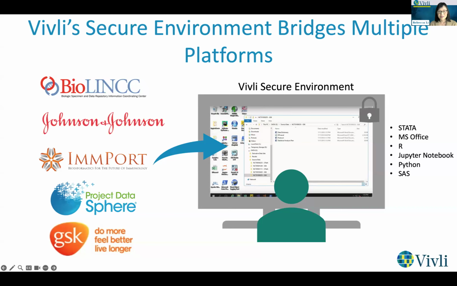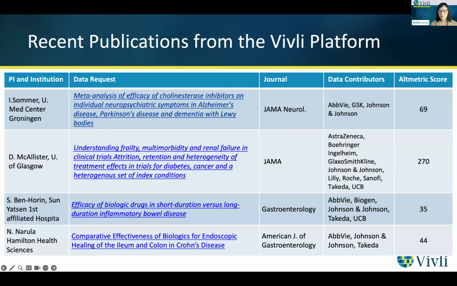So what does the output look like? I'm showing here some recent publications from the Vivli platform. So you can see, for example, Dr. McAllister has a publication, and that involves data contributors from AstraZeneca, Boehringer Ingelheim, GSK, Johnson & Johnson, Lilly, Roche, Sanofi, Takeda, and UCB. Dr. Ben Horn has also combined data from AbbVie, Biogen, Johnson & Johnson, Takeda, UCB, and come up with a nice publication in the Gastroenterology Journal. So these are just examples of what people are publishing in different journals.